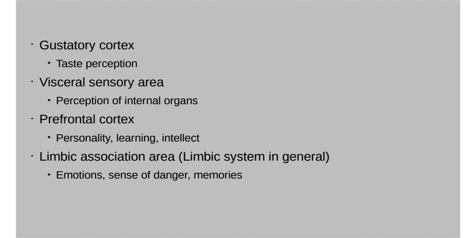Next, the limbic association area, or just the limbic system in general. The limbic system is responsible for emotions, memories, your sense of danger. And this is kind of right at the top of your brainstem where it connects to your cerebrum.